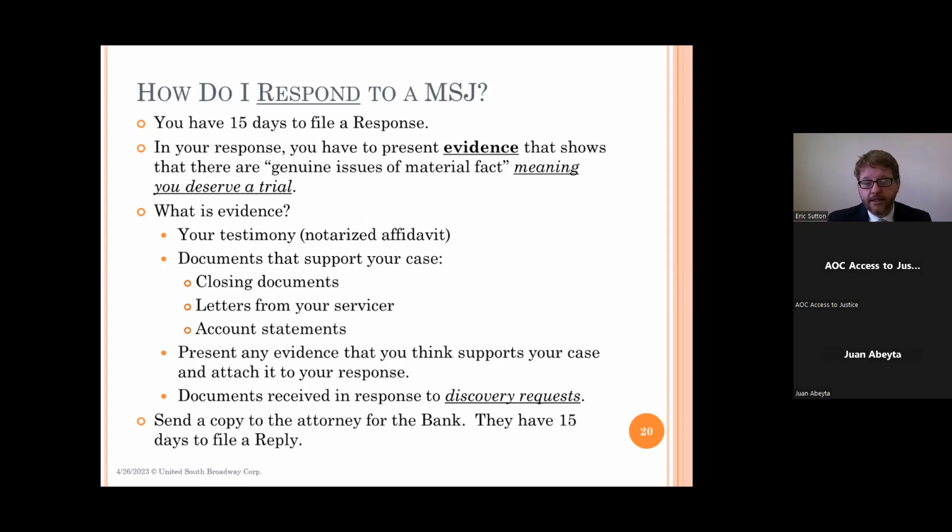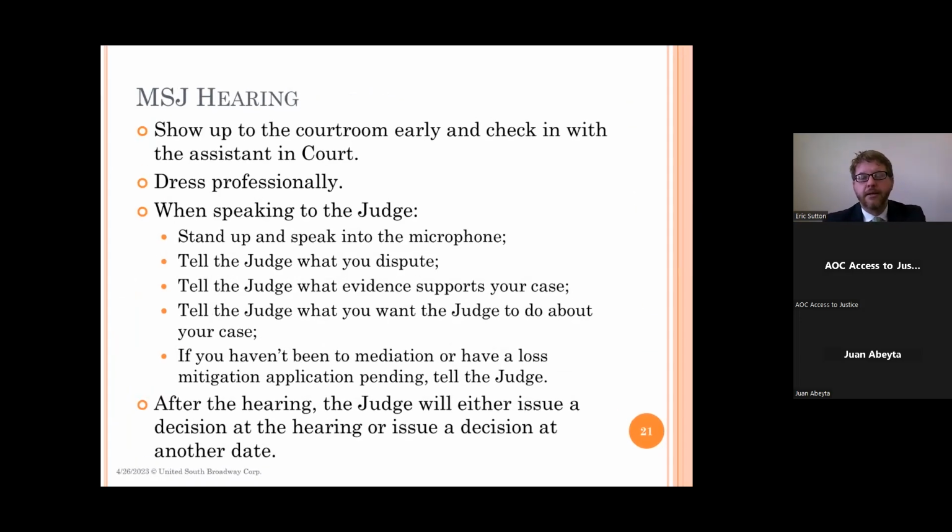The borrower has to send a copy of the response to the attorney for the bank. The bank then has 15 days to file a reply to that response. And then the bank will request a hearing on the motion before the judge. Borrowers need to make sure, if they're proceeding pro se, to show up to the courtroom early. 10 minutes ahead of time is always good. Check in with the assistant in the courts, dress professionally.